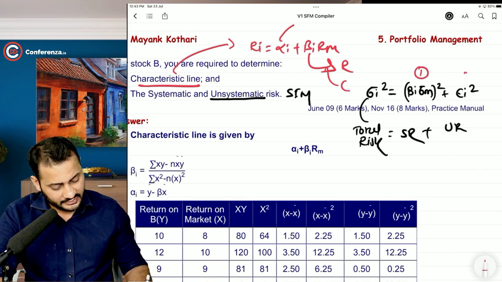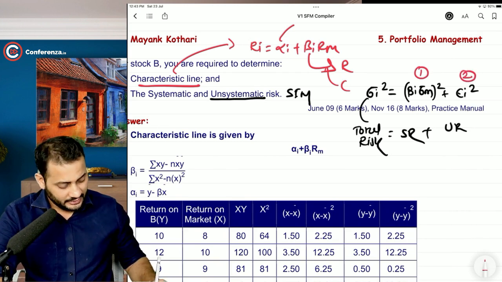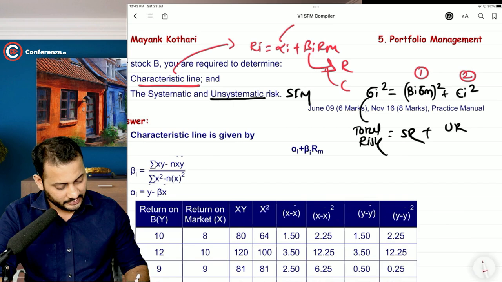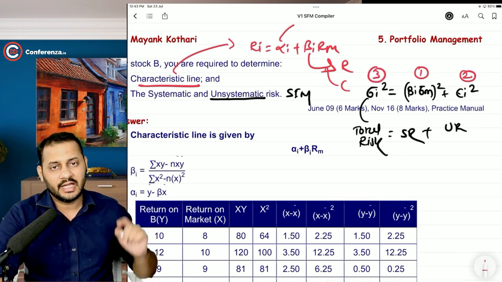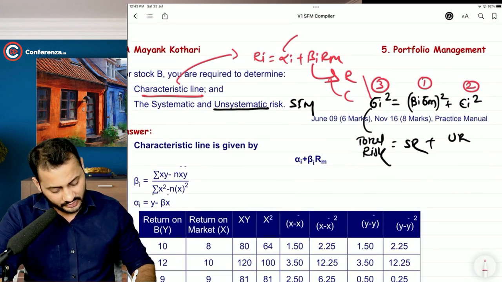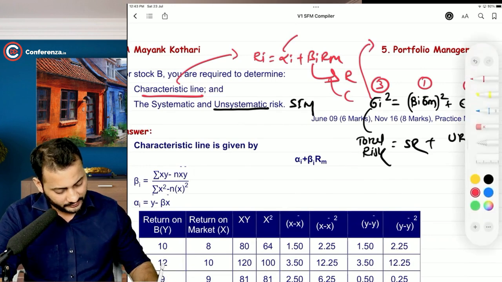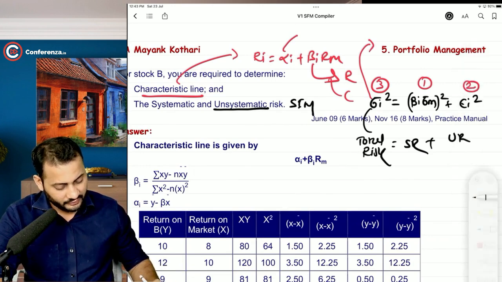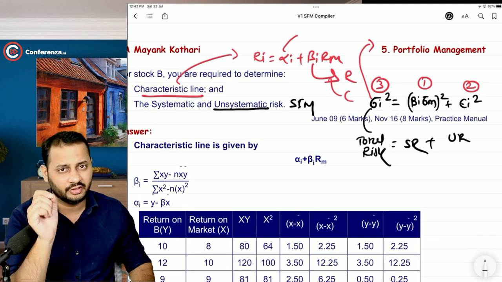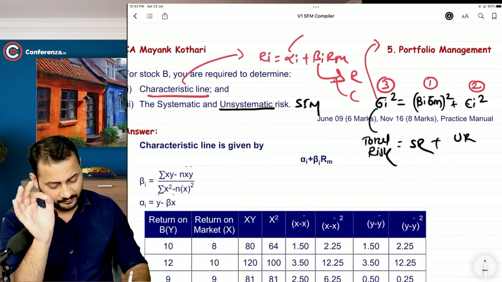Now they are asking us to calculate two things. The first one is this and the second one is this. Let's first calculate the third part, which is the total risk. Can we calculate the total risk? Yes sir. Total risk can be calculated with this formula. The basic formula that we have learned in the very first or second question of the portfolio management chapter. And it's very simple.